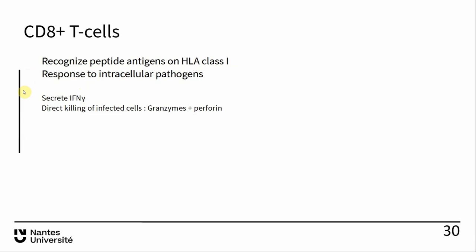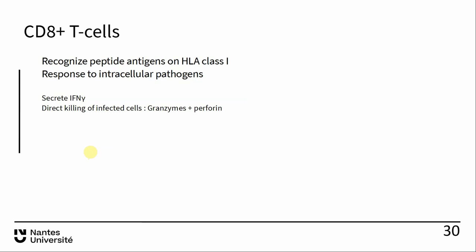So activation of CTL by recognizing their antigen on the surface of an infected cell will lead to secretion of interferon gamma and the direct killing of those infected cells by the release of cytotoxic granules, which include granzymes and perforin. Now, you might expect that this means that CTL, CD8 positive T cells, are going to be extremely important in the response to viral infections.